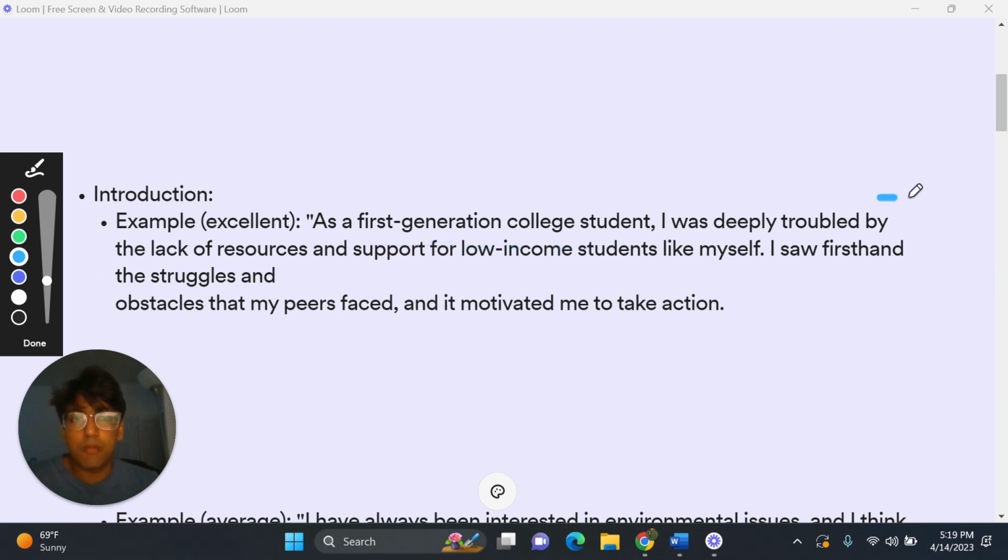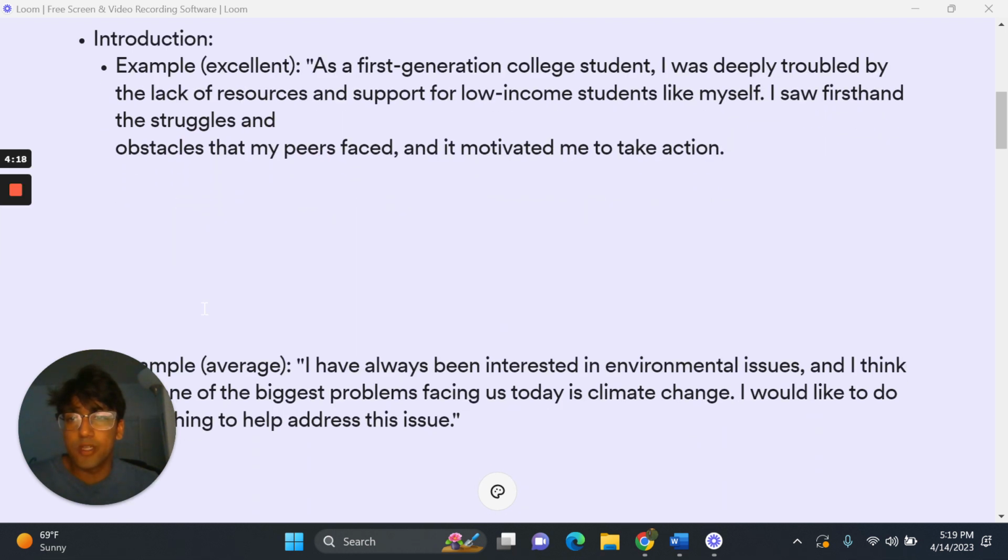And you can see that it might actually be a feasible problem for them to tackle. It's a well-defined problem. How can you provide more resources and support to low-income students? So it starts out with a well-defined problem.